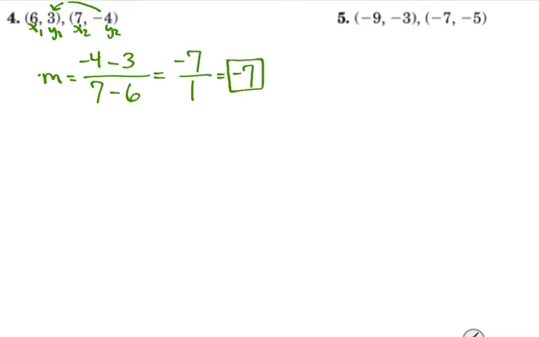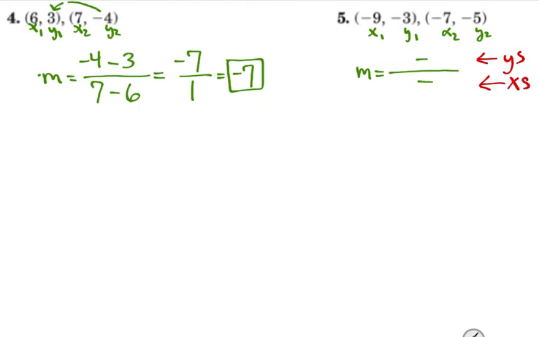Okay, example 5. Negative 9, negative 3, and negative 7, negative 5. Okay, we'll call this x1, y1, and x2, y2. Now, I mentioned that it can be done in a different order. So you could do y1 minus y2, and you'd have to do x1 minus x2 on bottom. The important thing is that they line up. You're always going to put your y's on top and your x's on bottom.